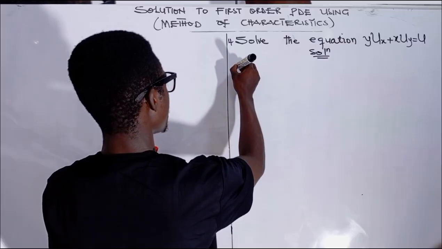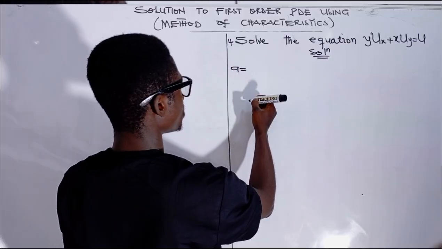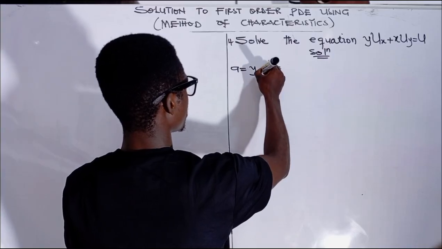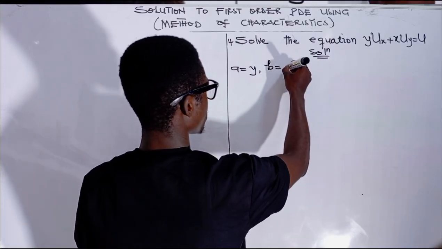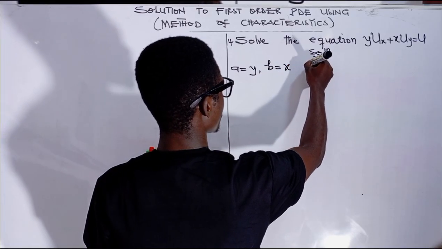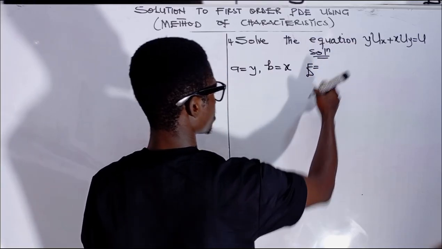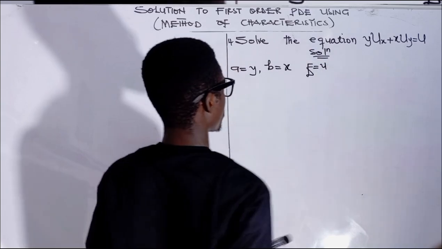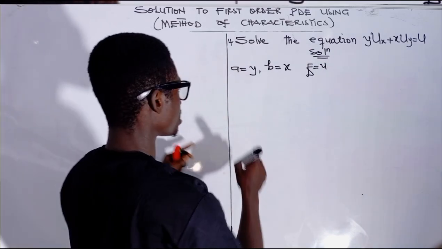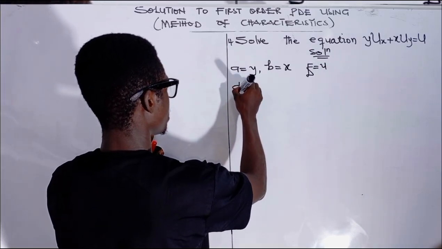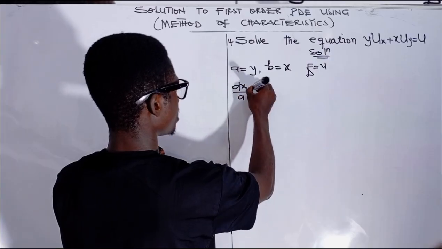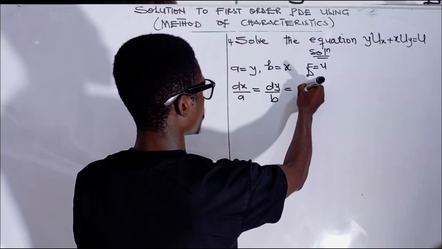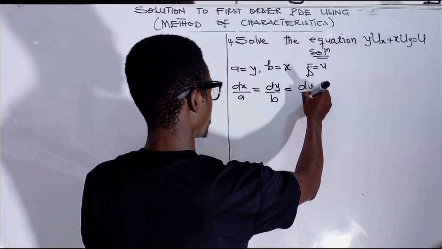From there, our a is equal to the coefficient of u_x, that is y. Our b is the coefficient of u_y, which is x. And our f is the function on the right hand side of the equal sign, that is u. Now once we have this, we can form the characteristics equation, which gives us dx over a is equal to dy over b is equal to du over f.